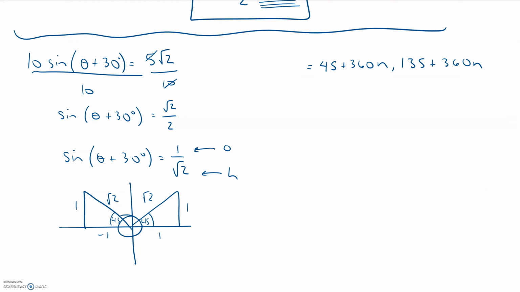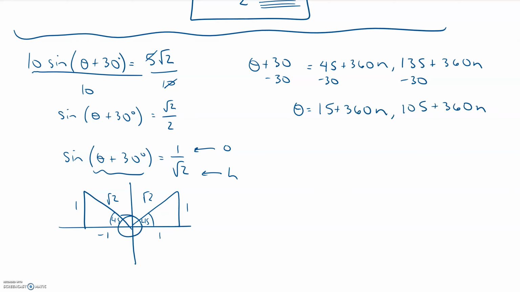And again, this would normally equal just plain old theta, but it's a fancy argument this time. So we have theta plus 30 equals 45 plus 360n and 135 plus 360n. Now to get theta all by itself, I'm going to go minus 30, minus 30, minus 30. I get theta equals 15 plus 360n and 105 plus 360n. I'm being a bit lazy with my degrees here, but that would be our final answer.